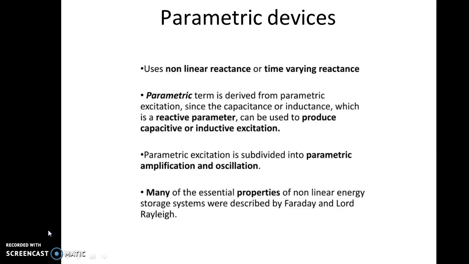Parametric devices use non-linear reactance or time-varying reactance. The term parametric is derived from parametric excitation, since the capacitance or inductance, which is a reactive parameter, can be used to produce capacitive or inductive excitation. Parametric excitation is subdivided into parametric amplification and oscillation.